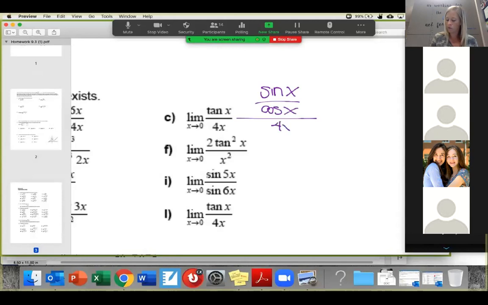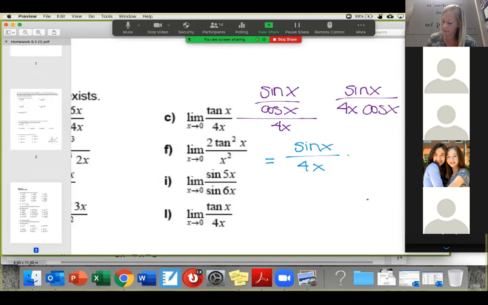It's still over 4x. What could we do next with this? Where does the 4x go if I flip and multiply? Times the cosine. So that makes it sine x over 4x cosine x. Now within this, my goal is typically to separate them. Could you separate them? Yes, exactly. How would you separate it? Sine x over 4x times 1 over cosine x.